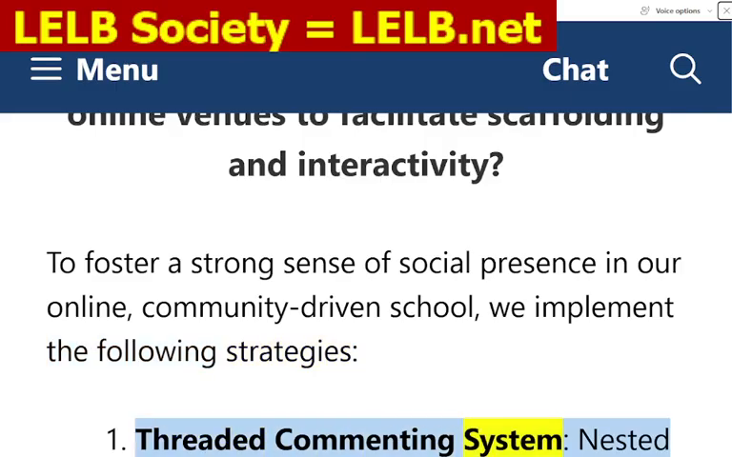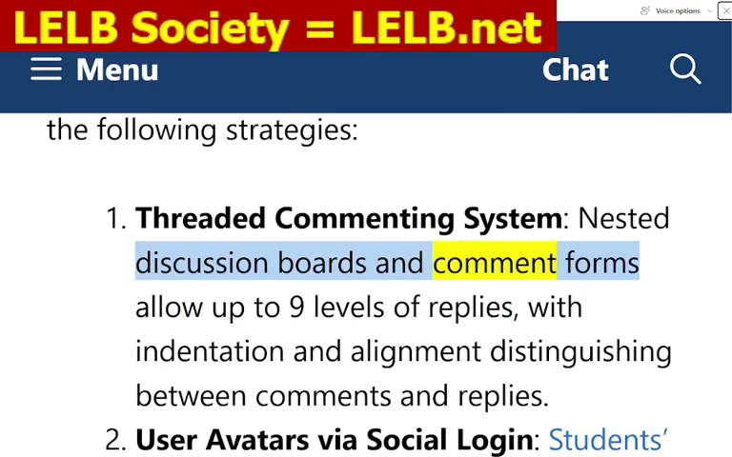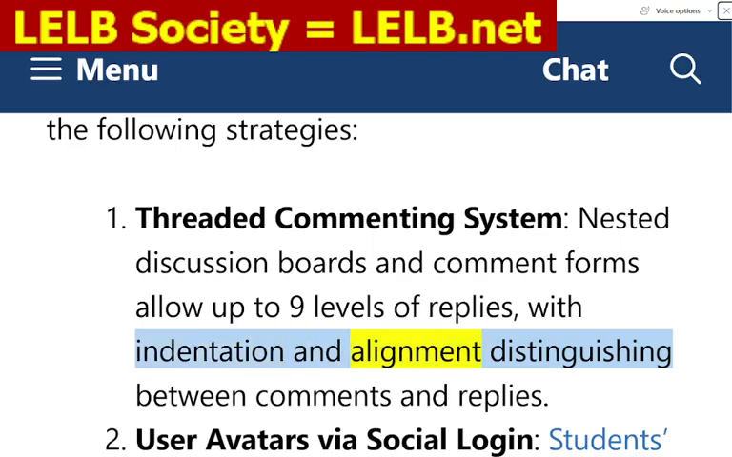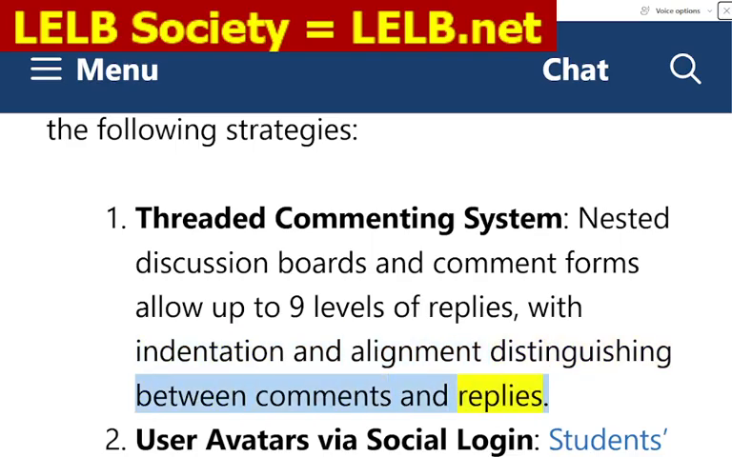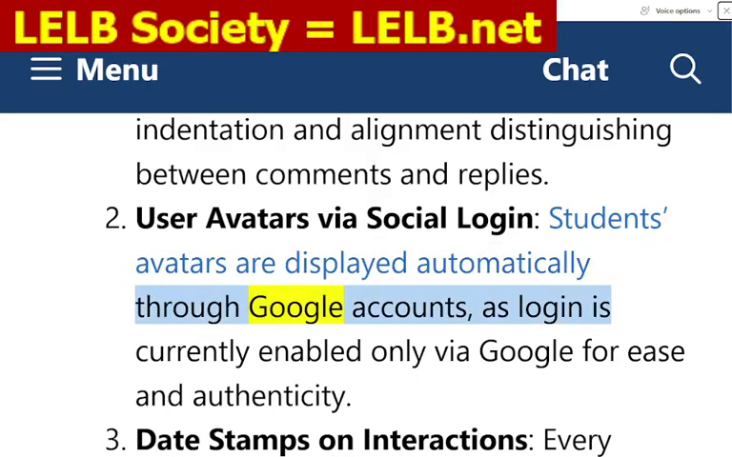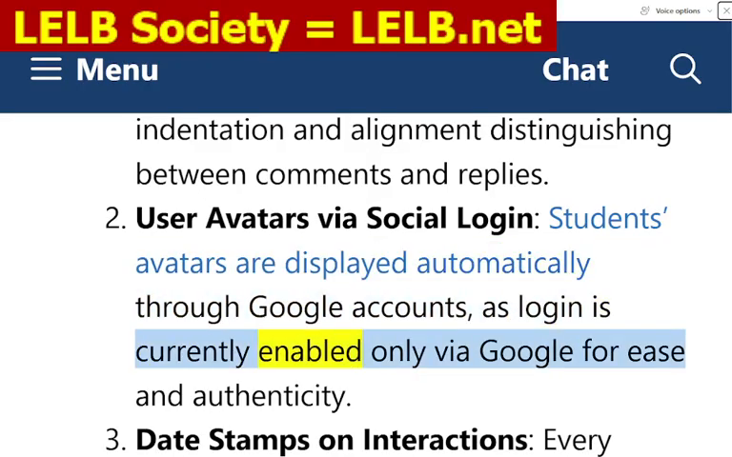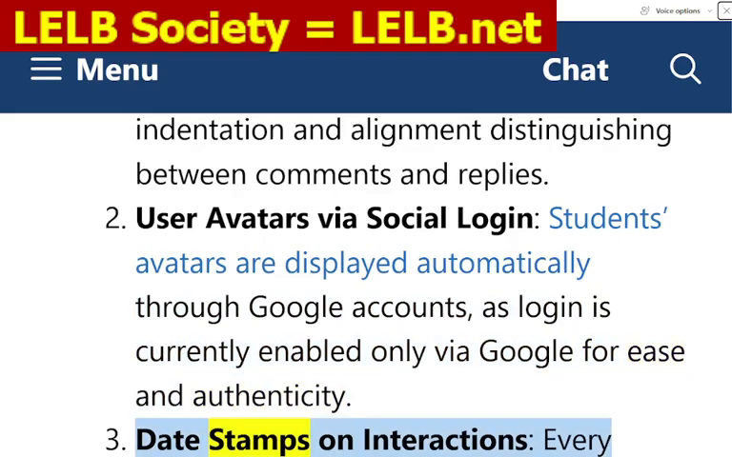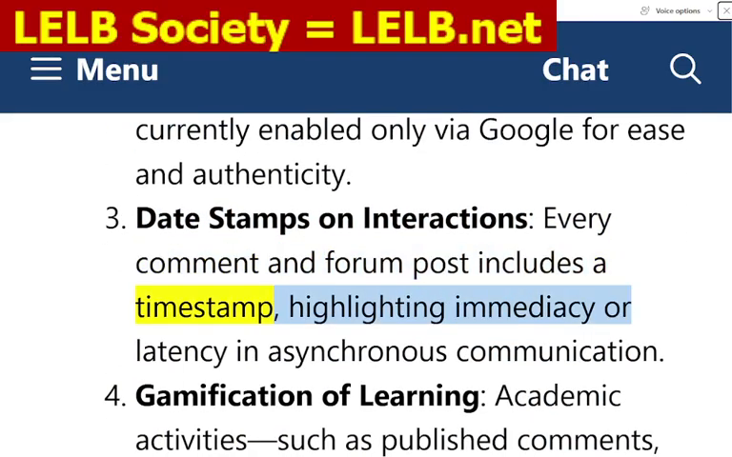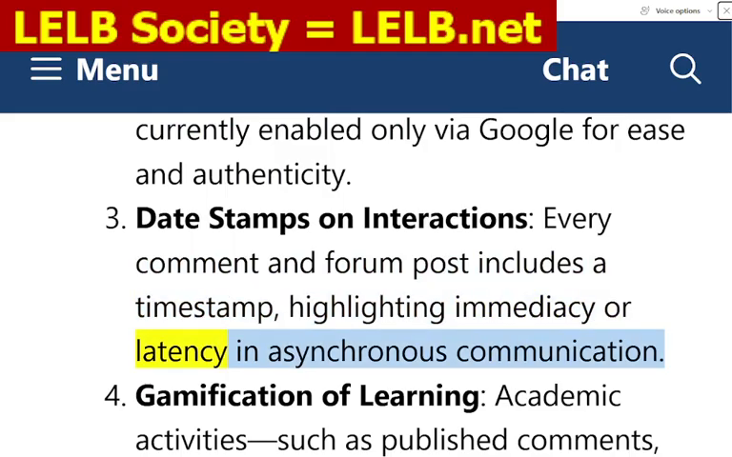Threaded commenting system. Nested discussion boards and comment forms allow up to 9 levels of replies, with indentation and alignment distinguishing between comments and replies. User avatars via social login. Students' avatars are displayed automatically through Google accounts, as login is currently enabled only via Google for ease and authenticity. Date stamps on interactions. Every comment and forum post includes a timestamp, highlighting immediacy or latency in asynchronous communication.